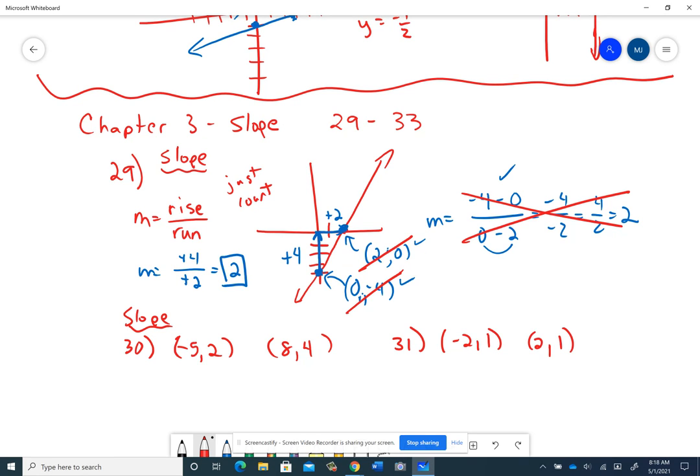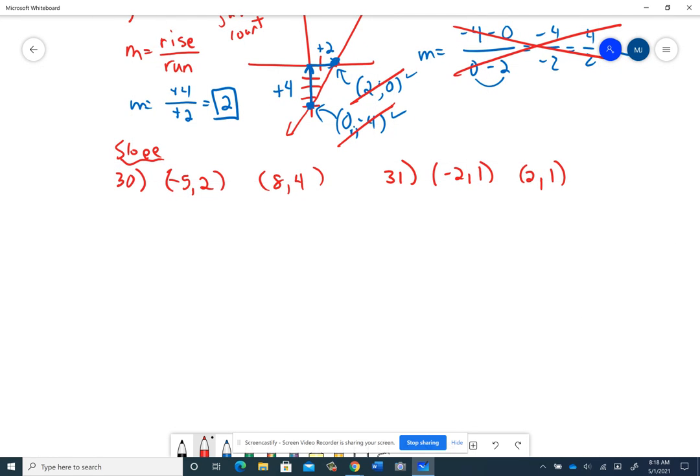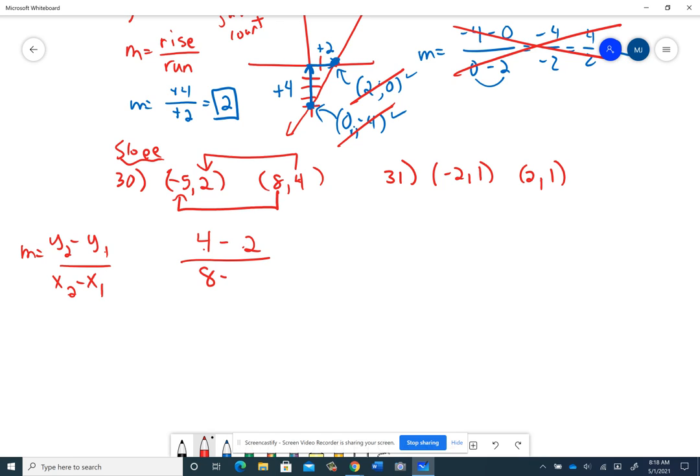So what you'll do on those is go to your formula sheet if you need to and find the slope formula. That formula is really just trying to say the slope is rise over run. It's saying get the change in your y coordinates and put it over the change in your x coordinates. So when you come up here, the y coordinates would be 4 and 2. So you could do 4 minus 2, but if you do that, started with 4 and subtracted 2, then you have to start with 8 and subtract negative 5. 8 minus negative 5.